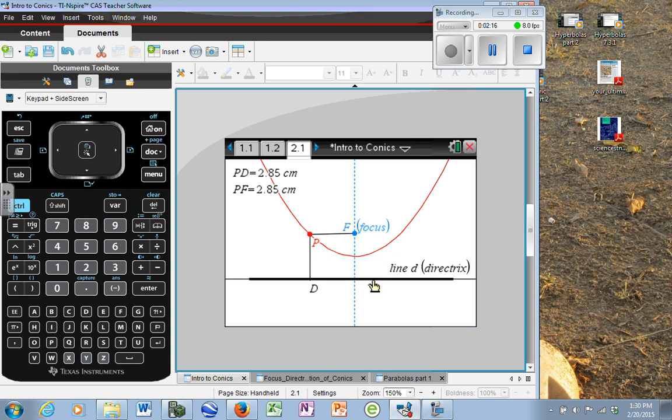Number 3, line D is called the directrix. What is the relationship between line D and the dashed line through point F?